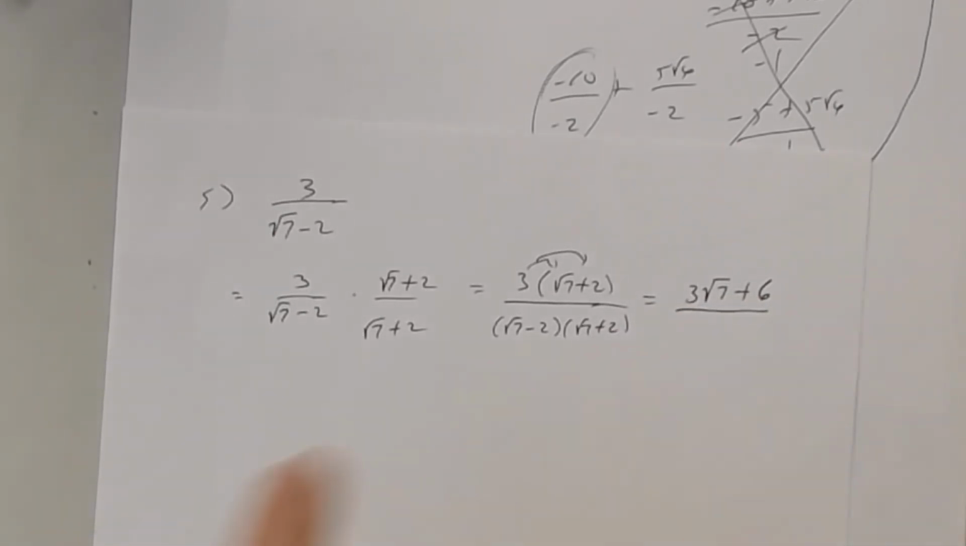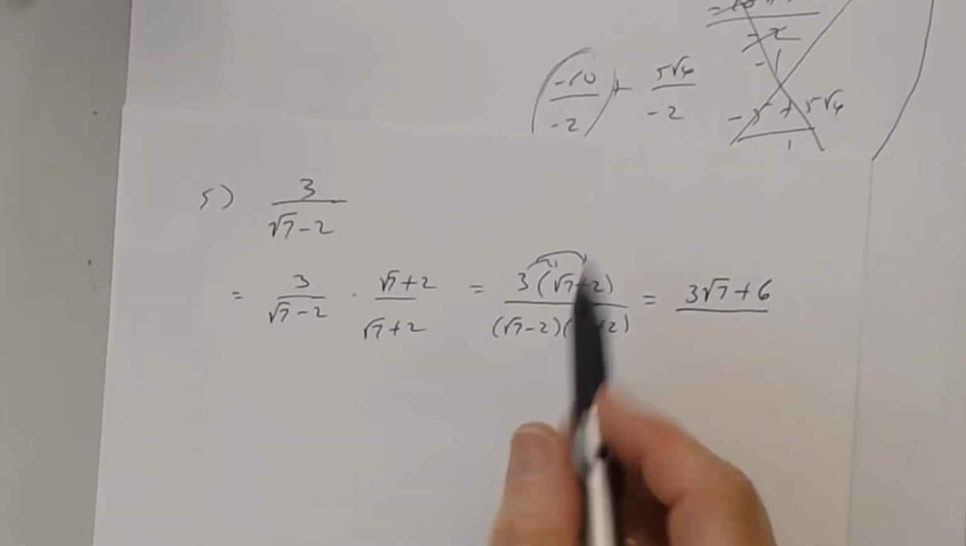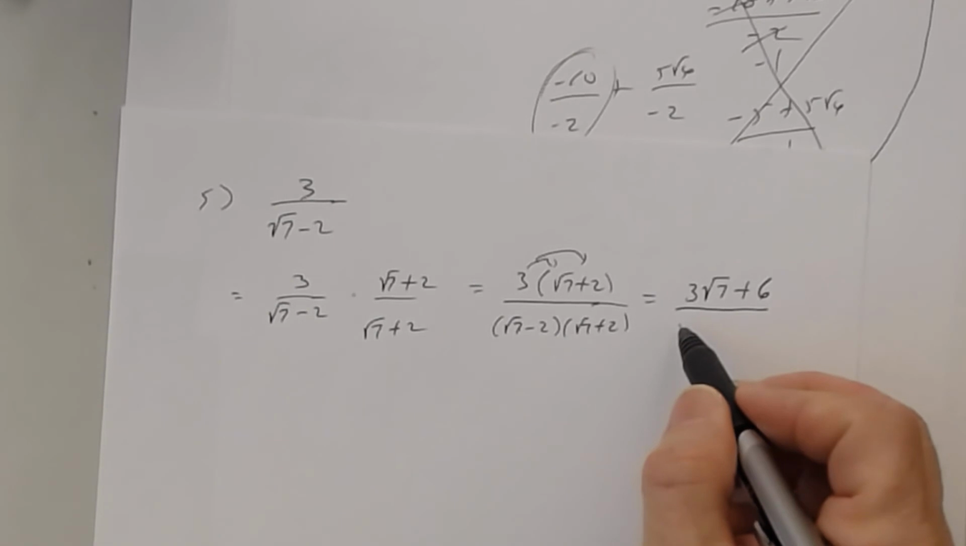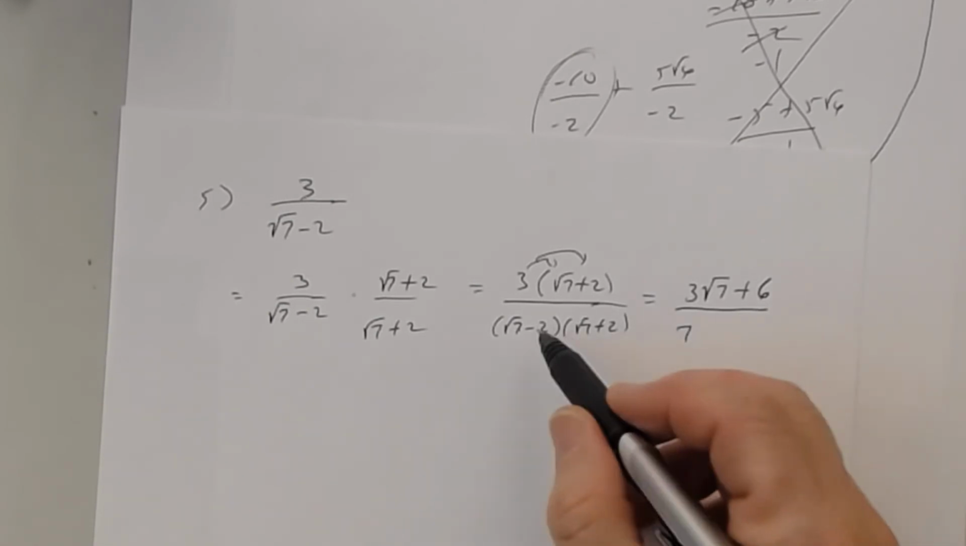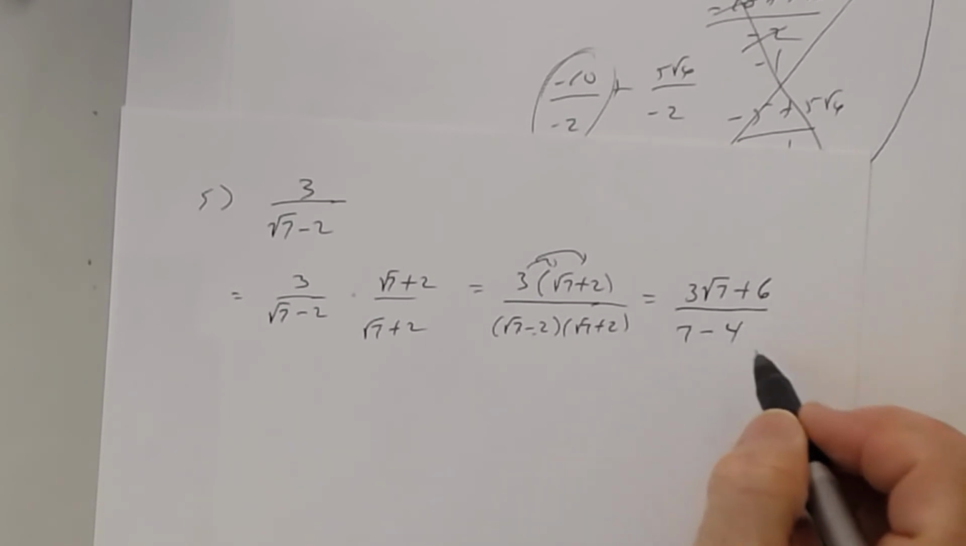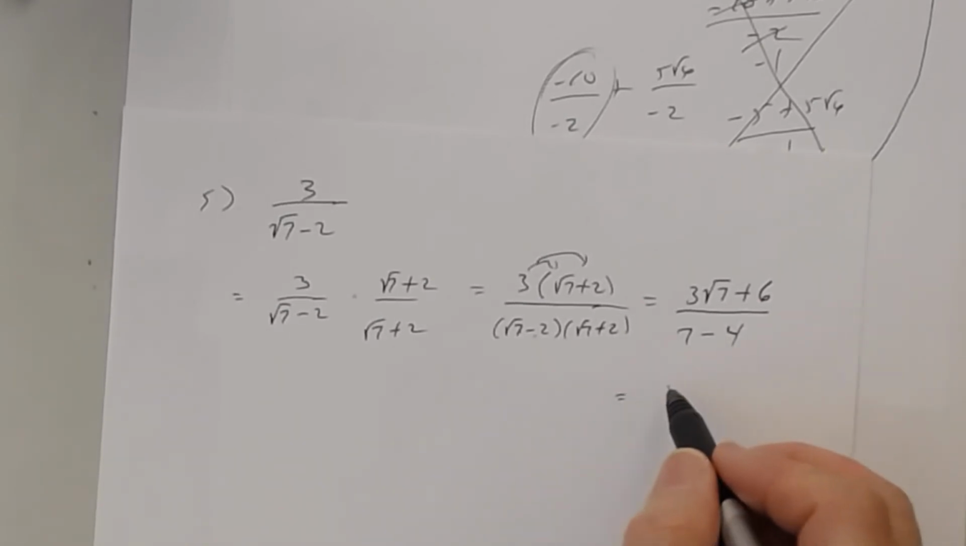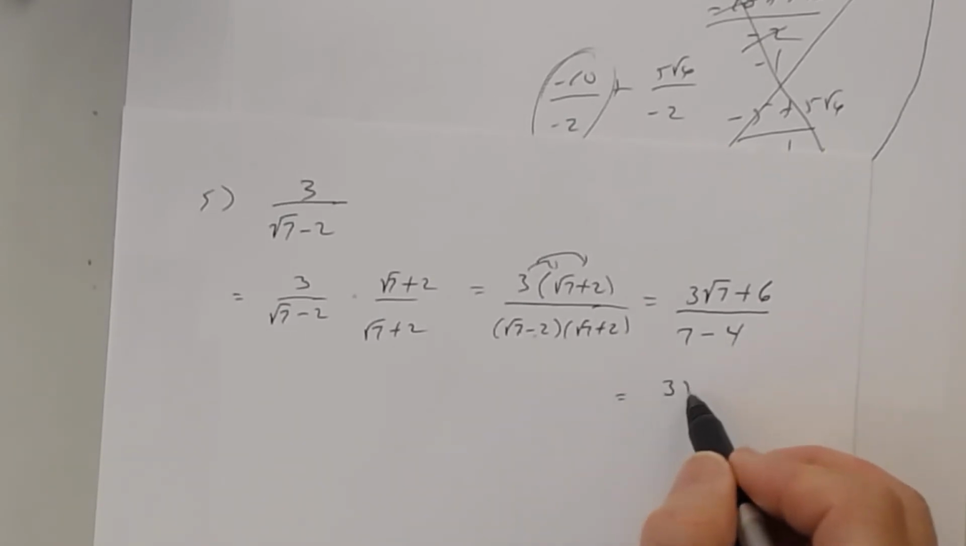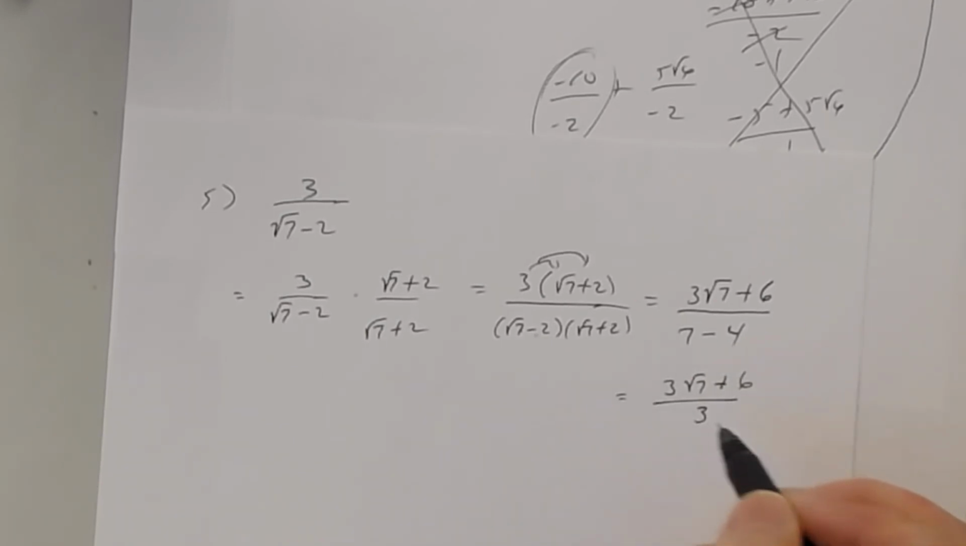All right, let's talk about the denominator. The denominator, those are conjugates. So the outer and inner cancel out. They add to be 0. So what's the square root of 7 times the square root of 7? 7. What's the negative 2 times the positive 2? Negative 4. So what's the denominator? 3. So you get 3 square root of 7 plus 6, all divided by what? 3.